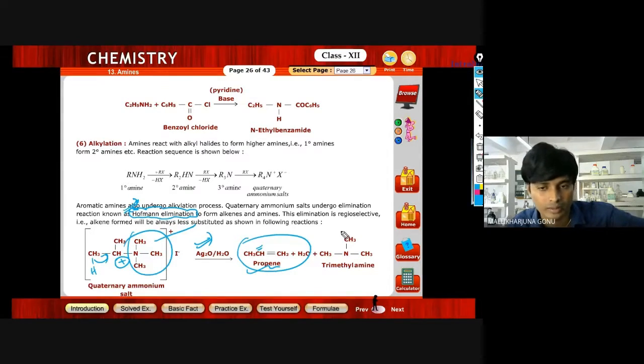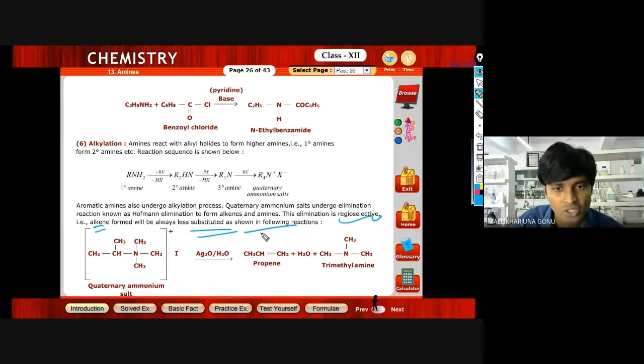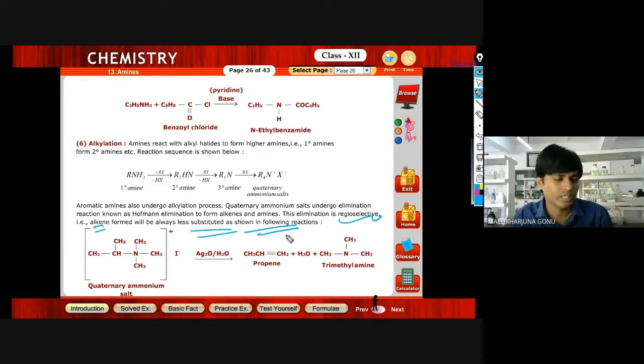So it's good. In this one, the elimination is regioselective. Regioselective in the sense that whatever alkene is formed will always be the less substituted one, as shown in the following reaction. Usually, whatever you get, that alkene will be less substituted. This is opposite to Saytzeff. We usually get more substituted alkenes, but here you get the less substituted alkene.